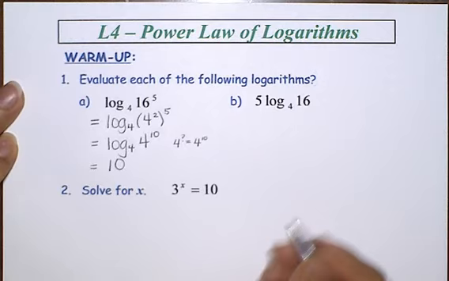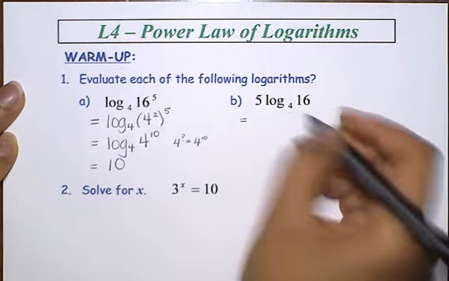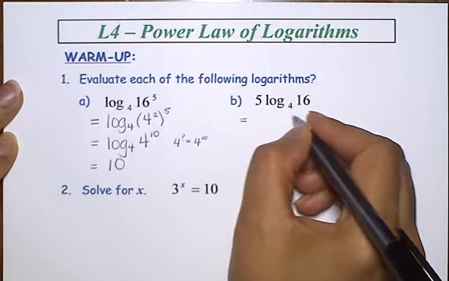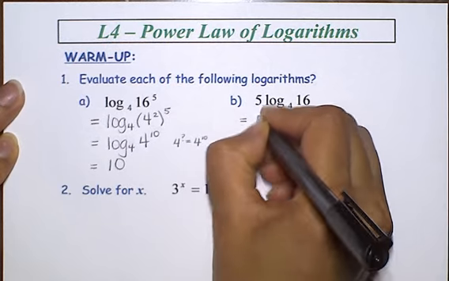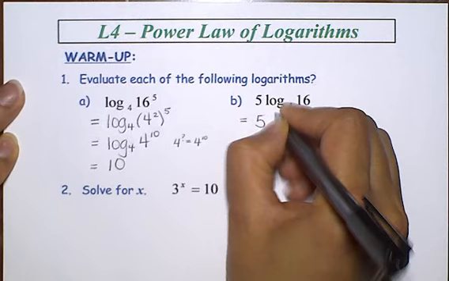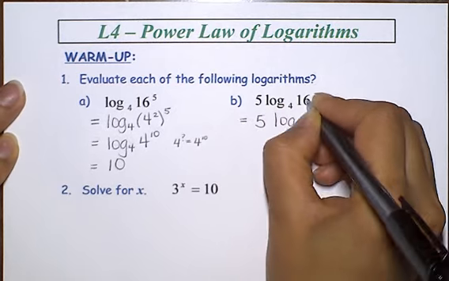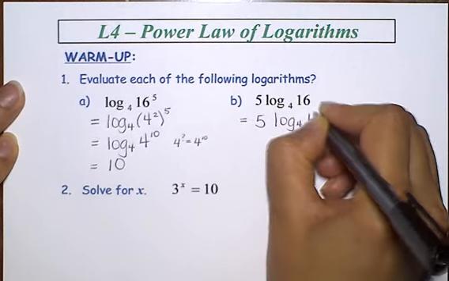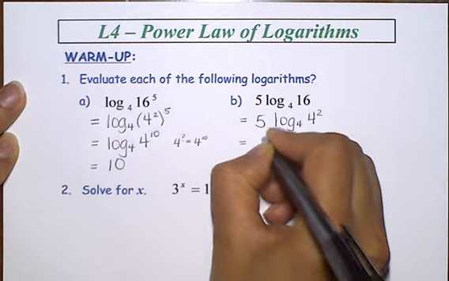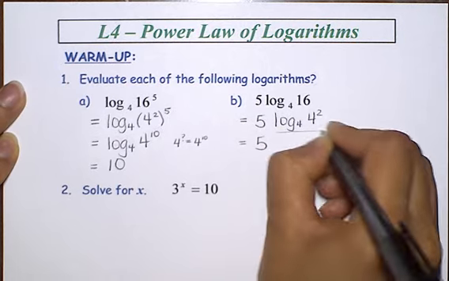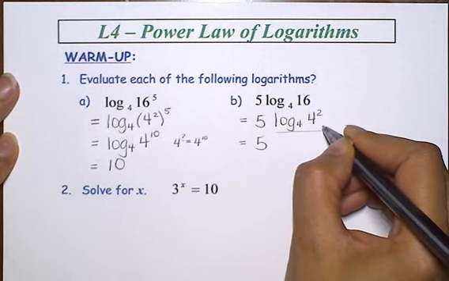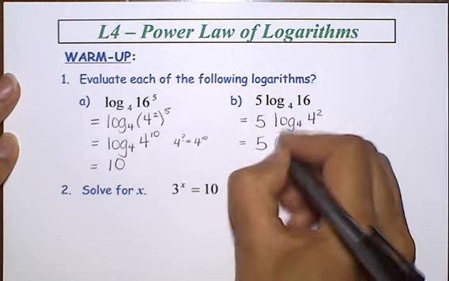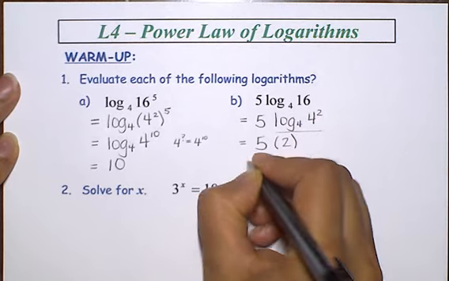I'm going to do something similar here, except I'm multiplying 5 with the logarithmic part that's following it. So this is 5 times the log of base 4. 16 I'm going to rewrite as 4 squared. And if I look at the logarithm part, the exponent which I need to apply to the 4 to get an answer of 4 squared is 2. So I know the answer part here is 2. And 5 times 2 gives me 10.